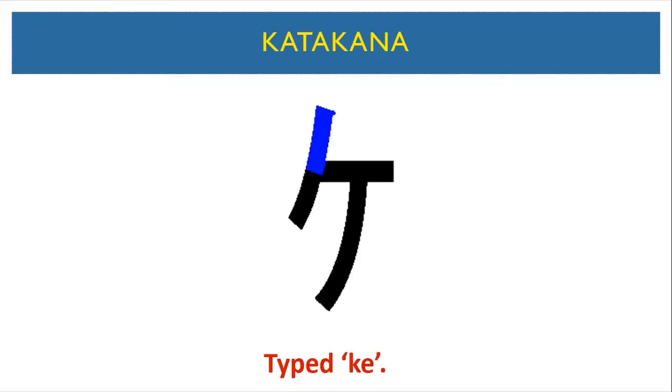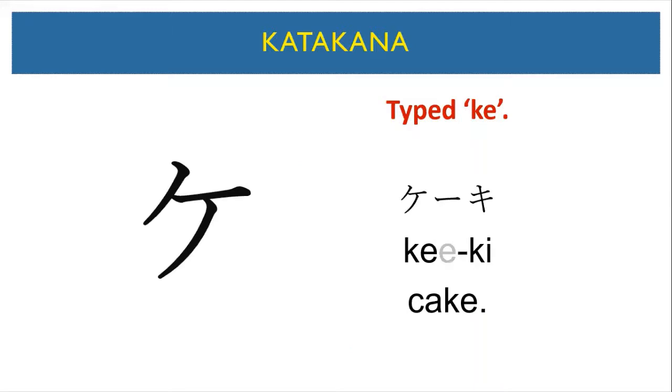And ke. And ke as in Cake. Keiki. Again, if you see this is K, and here there is a line. It means that the vowel part should be stressed. So K, E, K. So K-K is cake.